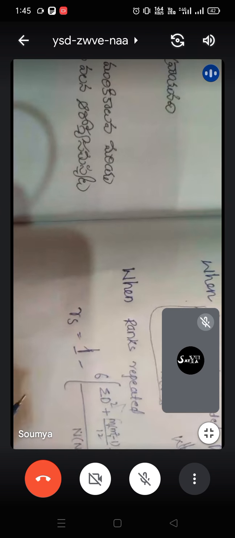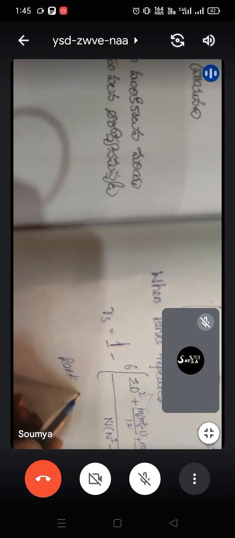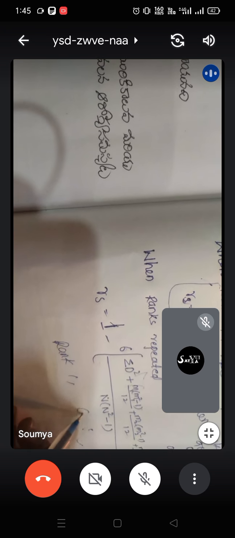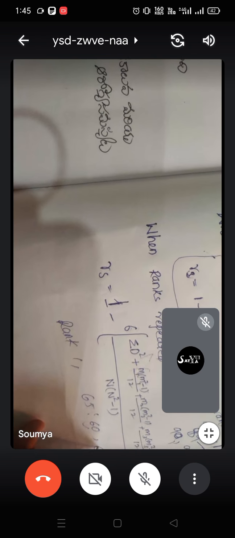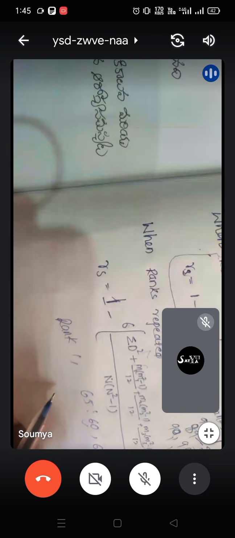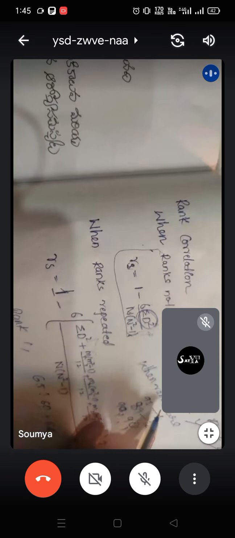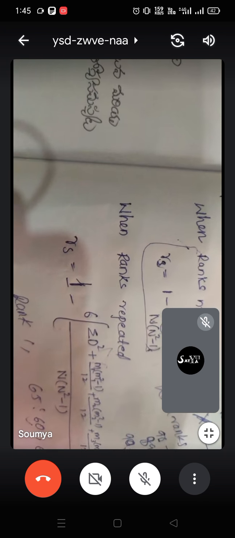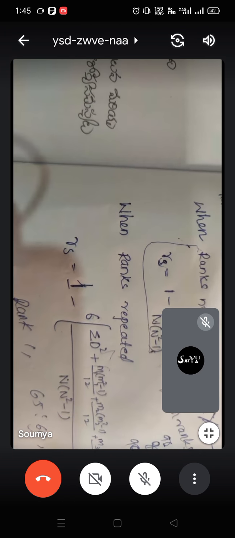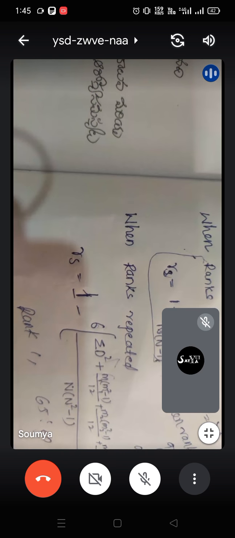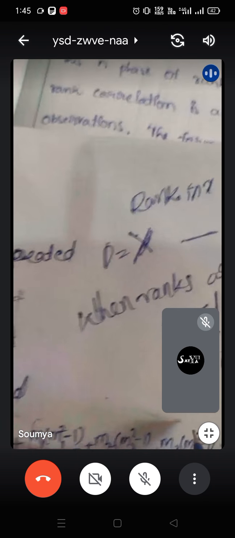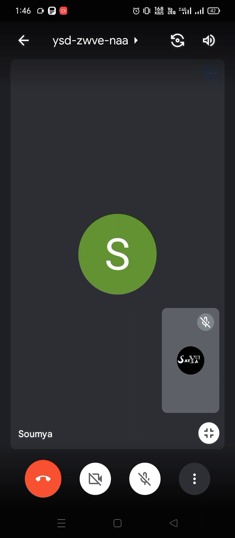Suppose they give ranks directly, you can use them directly, but sometimes they give marks, right? At that time you have to give ranks and then go for deviation. So now we have problems of rank correlation when ranks are repeated.